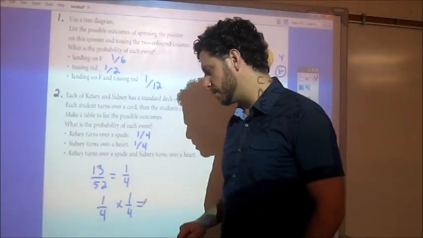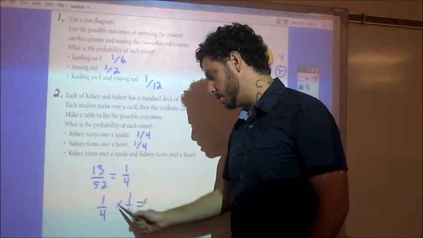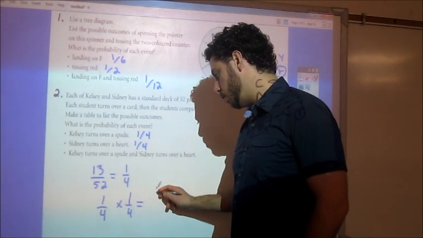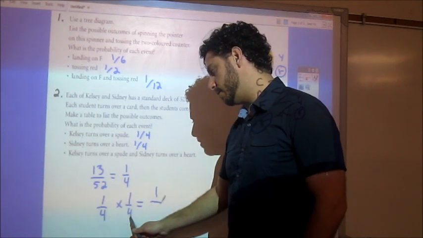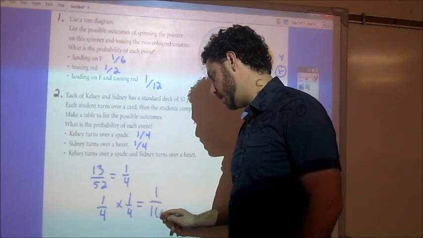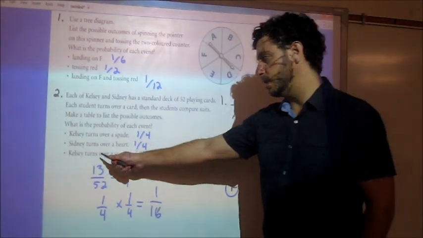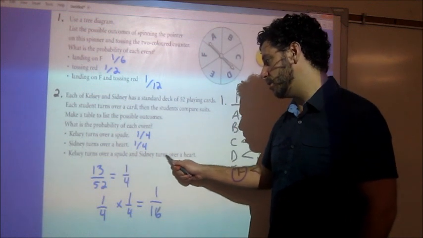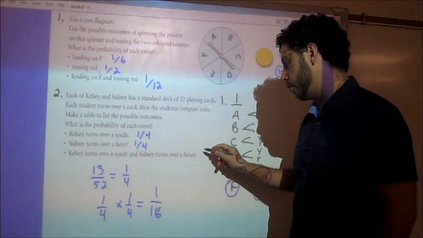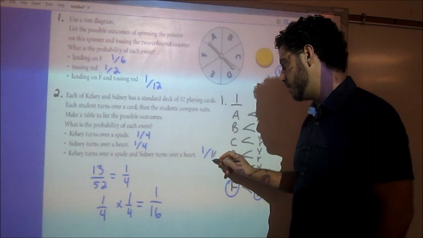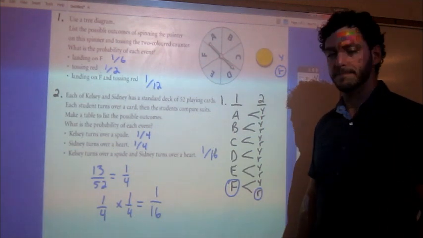Okay, when you multiply fractions, remember, you just multiply straight across. So 1 times 1 is 1, and 4 times 4 is 16. So the probability of Kelsey turning over a spade and then Sydney turning over a heart, in that order, is 1 out of every 16 tries.